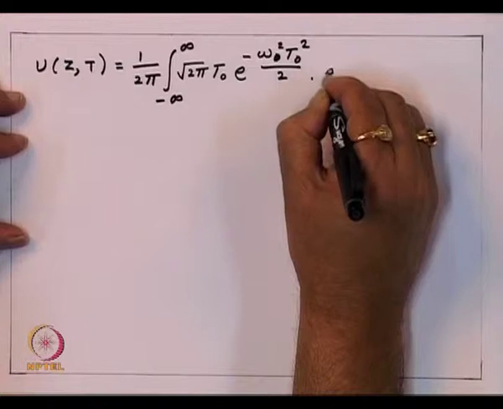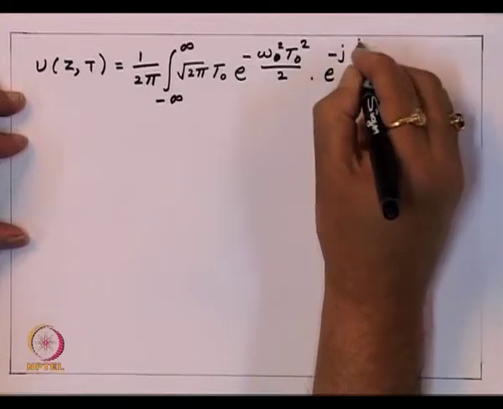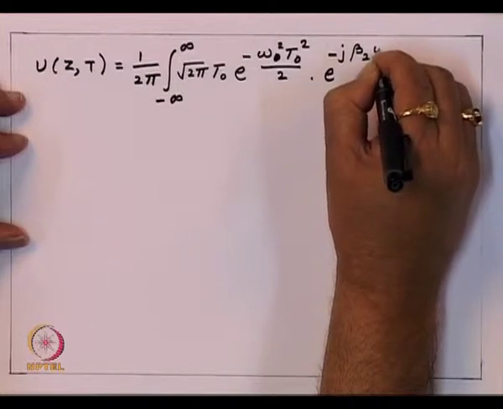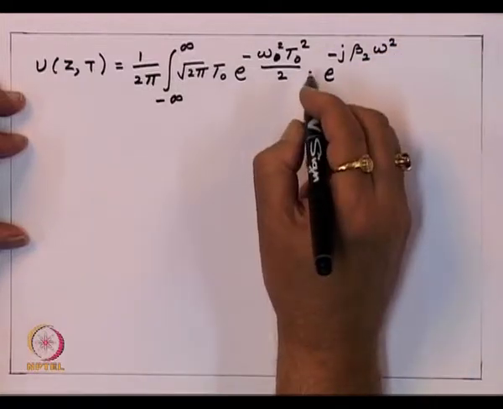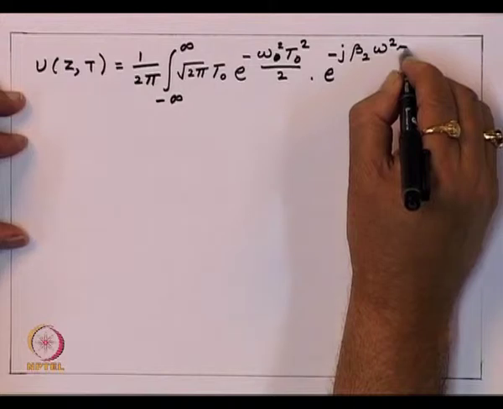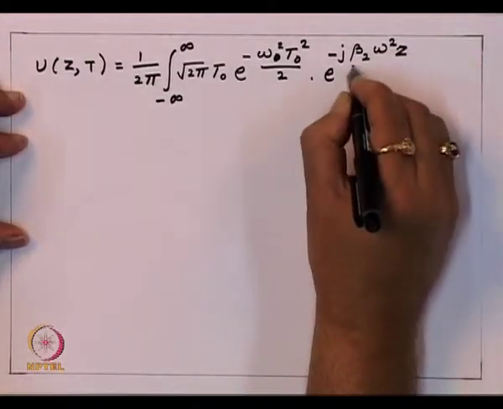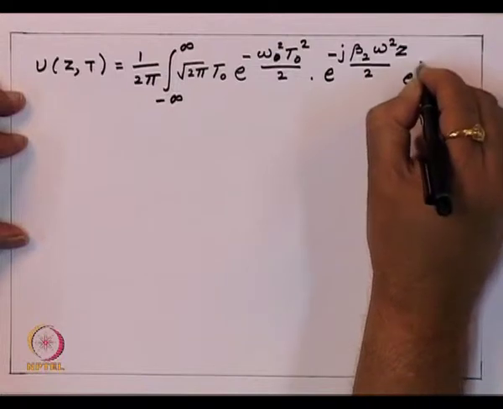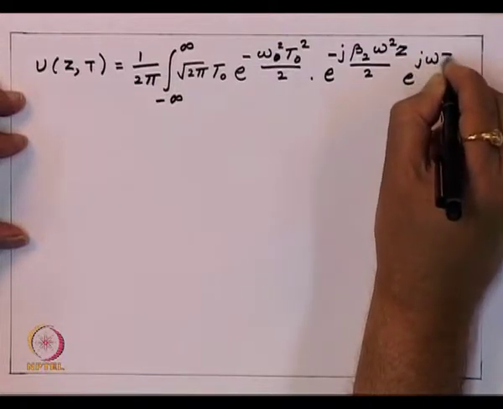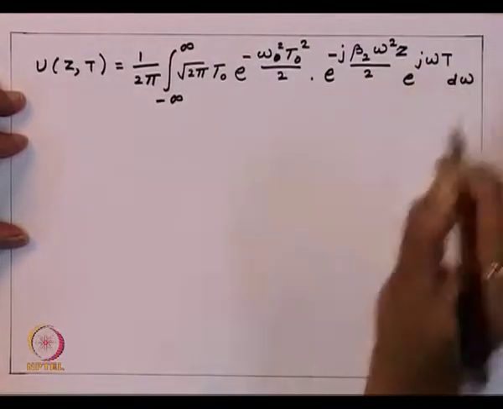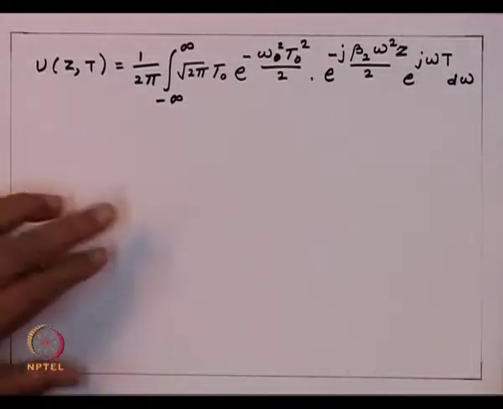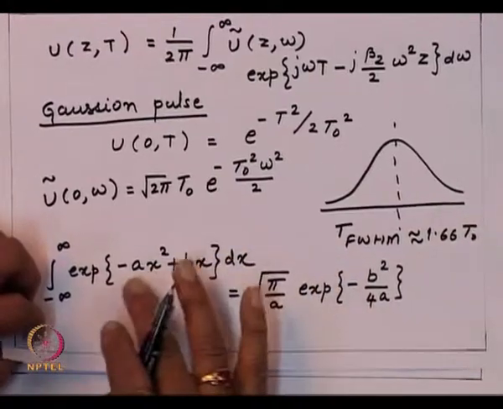The phase function e to the power minus j beta 2 omega square z divided by 2, and the Fourier inverse term e to the power j omega t d omega. So, from here then we can identify what this a and b are.